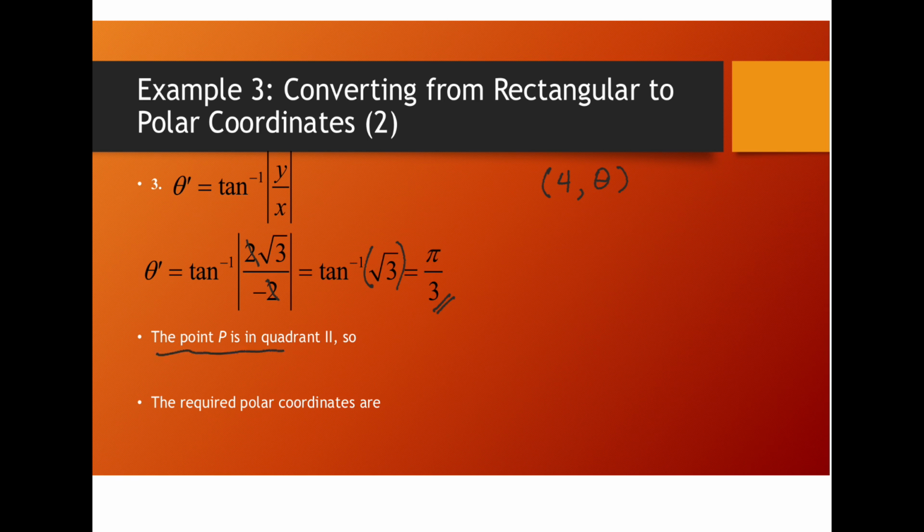But the point P is in quadrant 2. So if we're sticking with 4 as my r, so positive 4, that means we're not going in the opposite 180 degree direction. We want to describe what pi over 3 would be in the second quadrant. Well, pi over 3 in the second quadrant is 2 pi over 3. It's 1 less than 3 pi over 3. And really, pi over 3 is 60, so that would be 120. That gives me 60 degrees to the x-axis there. That would be my polar coordinate expression of negative 2, comma, 2 square roots of 3.